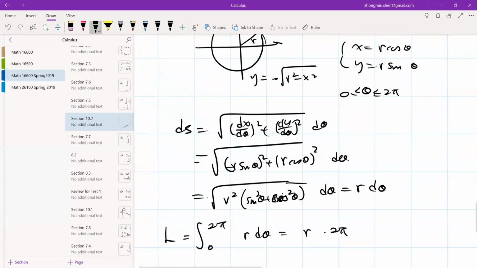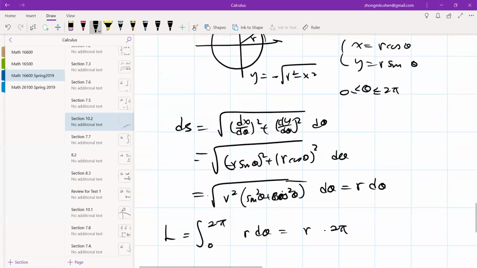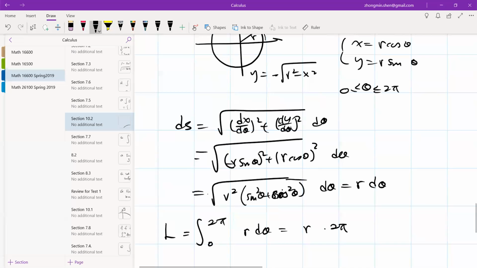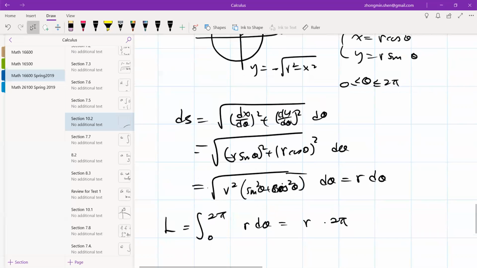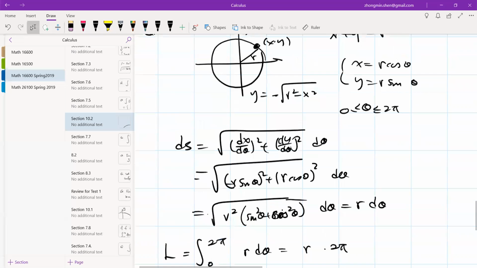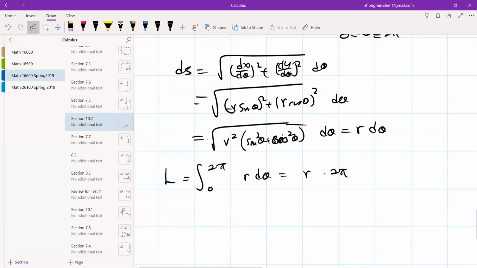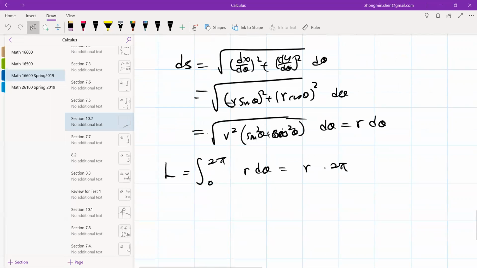So simple. But if you use the other formulas, it's more complicated. That's the advantage of using parametric equations for the curve. Imagine if you want to use the other one, it works, but the computation is more complicated.